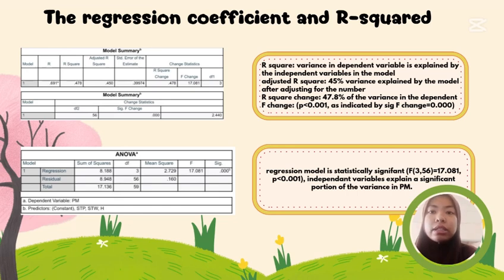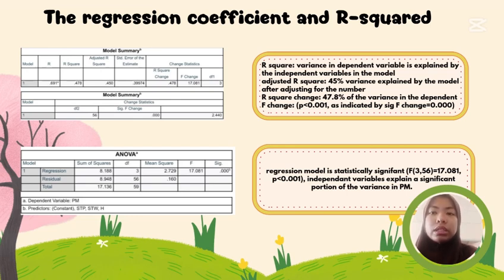The F statistic calculated to be 70.081 indicates a considerable difference between these two variances, with degrees of freedom, DF, of 3 for the model, representing the number of independent variables plus the constant, and 56 for the residual, calculated as the total number of observations minus the number of parameters estimated. The associated p-value is highly significant, falling below the threshold of 0.001.